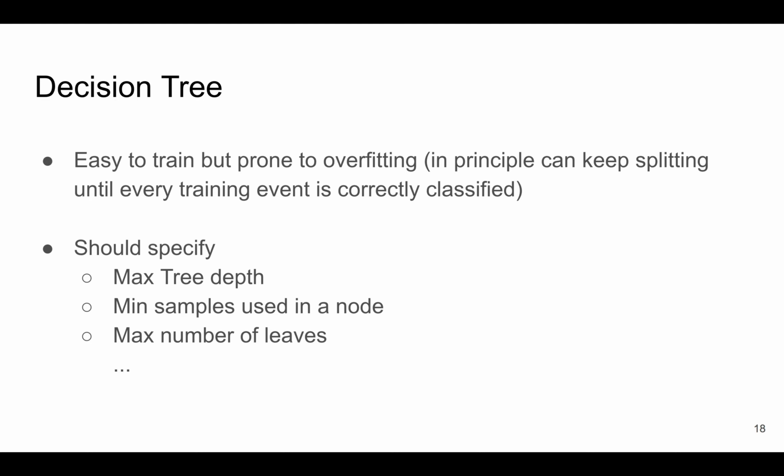A decision tree is easy to train but prone to overfitting because in principle we can keep splitting the nodes until every training event is correctly classified. Therefore, we usually need to specify parameters such as the maximum tree depth, minimum samples used in the node, or the maximum number of leaves in order to prevent overfitting.